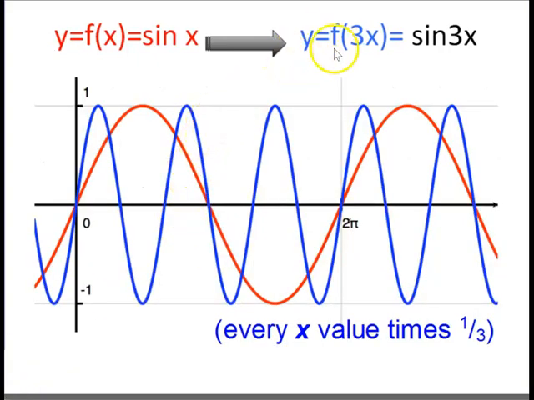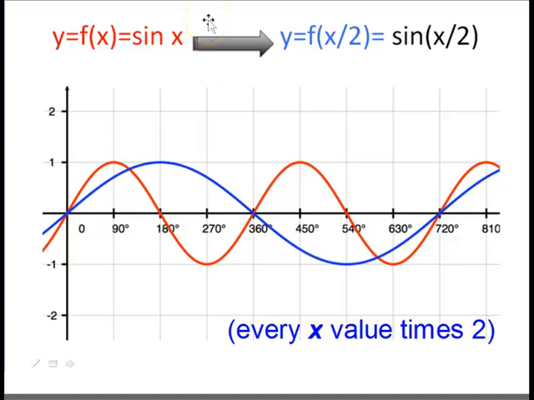And here we have the function y is equal to f of 3x, or y is equal to sine of 3x. So the 3 is on the inside of the brackets this time. Every x value is multiplied by a third, the reciprocal of 3. And again, the maximum points are still 1 on the y-axis and minus 1. So the range is still the same, between 1 and minus 1.